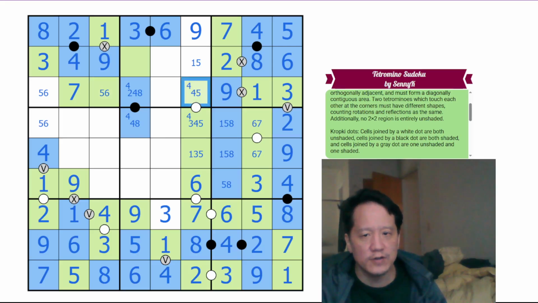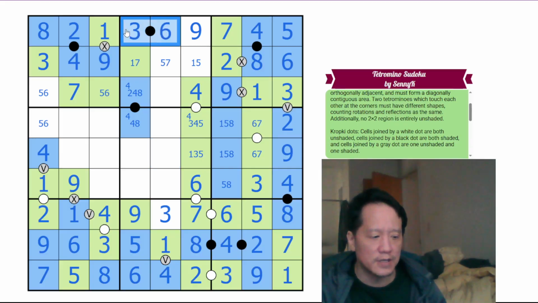That eliminates 5 here, so it's 4. This is 1, 5, 7 as a triplet. No 5 here, no 1 here. 3 and 6 add up to 9. 23 minus 9 is 14. 2 digits adding up to 14 must be 5 and 9. So we're guaranteed a 9 here.